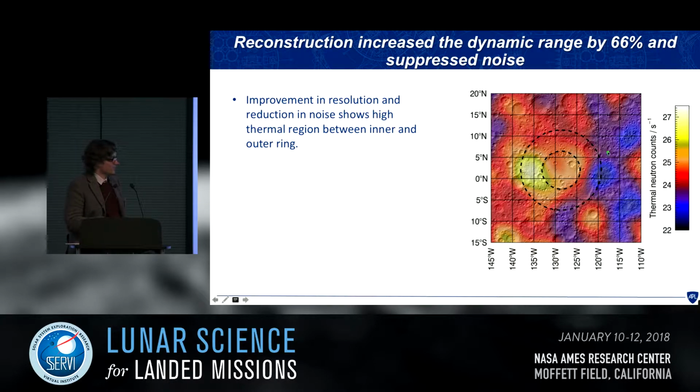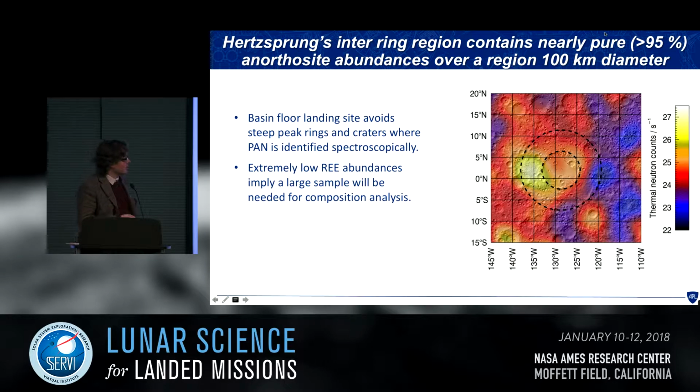Additionally, because you've sort of sharpened things up and squeezed the signal in a bit, the dynamic range increases by 66%. So what that does is it takes our estimate of the anorthosite content to greater than 95% with a roughly 5% error. And this is exposed over a 100-kilometer diameter region.